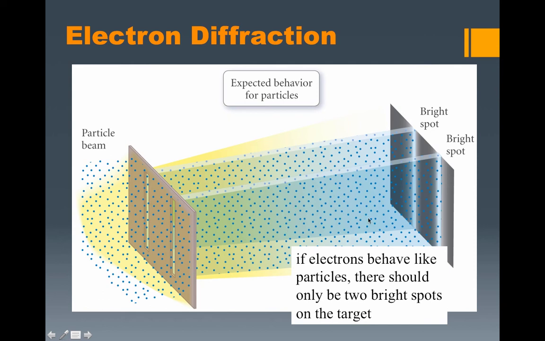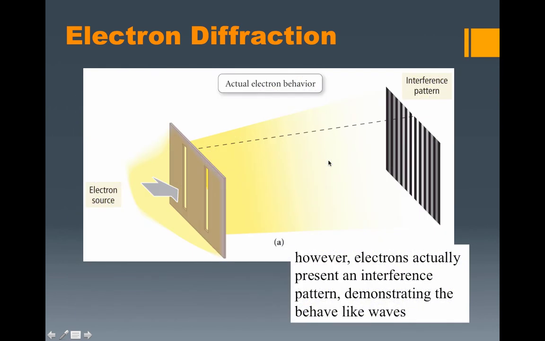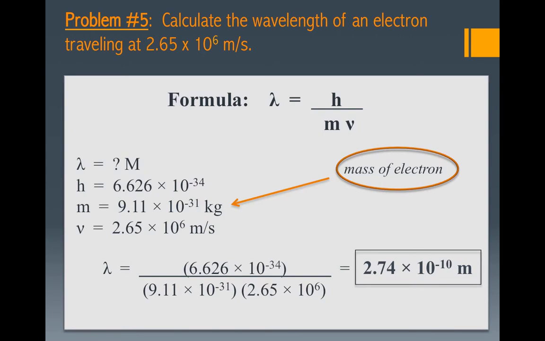So this is showing you electron diffraction with particles. Notice the particles that do not fit through the slit do not go through to the other side. It's really only the ones that can fit through the slit. That's the way a particle behaves. But since light is a wave, the entire light is able to go through the slit. If electrons behaved like particles, there should only be 2 bright spots on the target. Since they actually behave like light, there were not. Electrons present interference patterns, showing that they behave like waves.